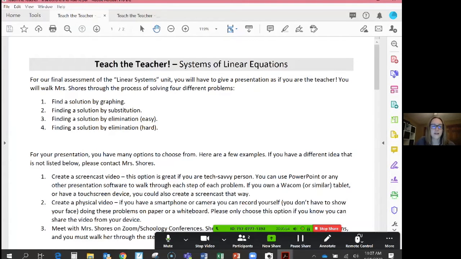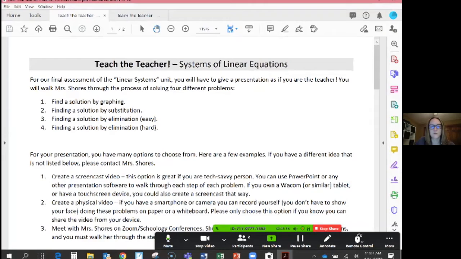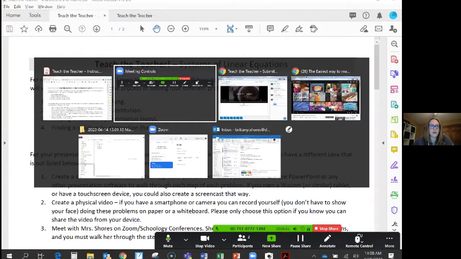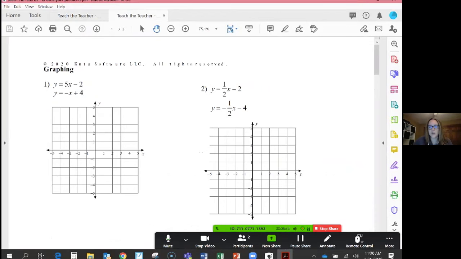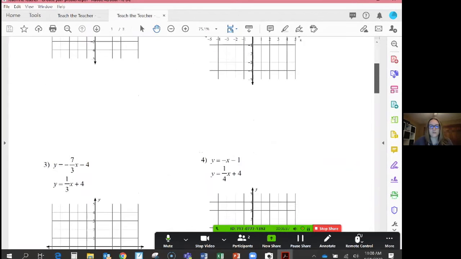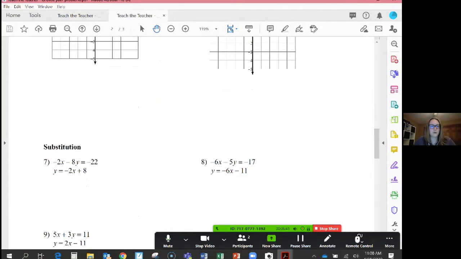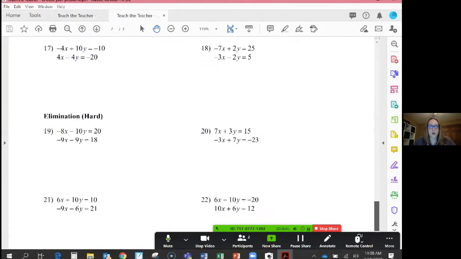I did a live Zoom with the students where I walked them through the rubric and the explanation and everything. I decided that they were going to choose 4 problems to teach to me. So I gave them this document that has a whole bunch of problems, and it's split up by type. So the ones above were graphing and then substitution. They could choose any of these that they wanted to do.